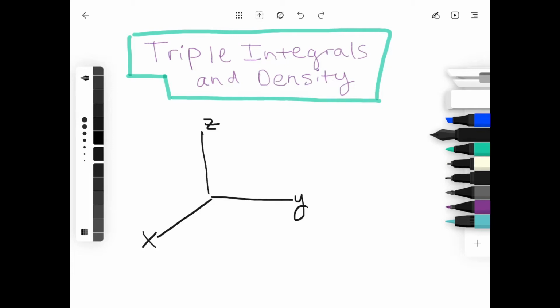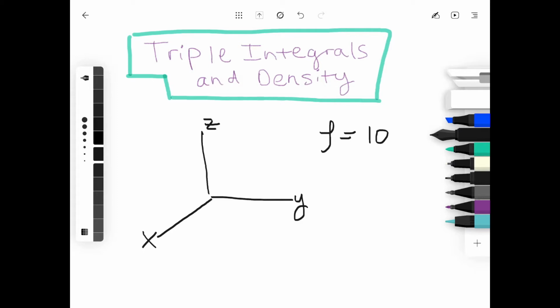Hello everyone, today I'm going to talk about triple integrals and density. Say you're given a value for the density to be rho equals 10, a constant value. And you have to somehow find the mass of the solid that you're given. So say we want to first understand what this even means.